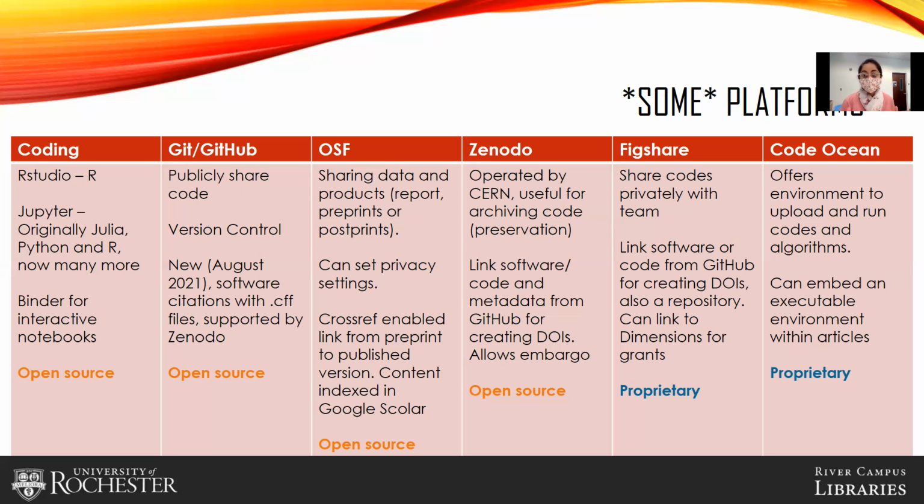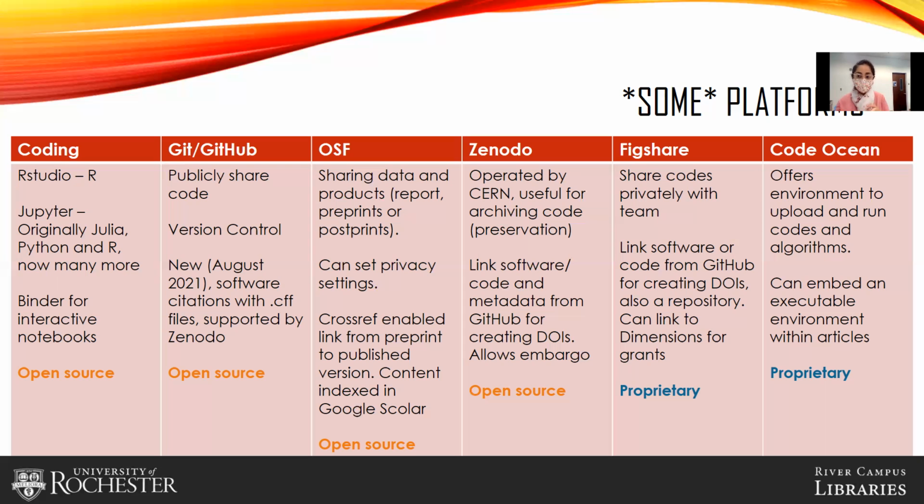Zenodo is really good for long-term preservation of your code and archiving it. You can link your software or the code and the metadata from GitHub, and it allows you to create DOIs. It also has capability for supporting embargoes. So for some reason, you don't want to share for the first 2 or 3 years, and you can share it later. So the 4 platforms we looked at right now are all open source.